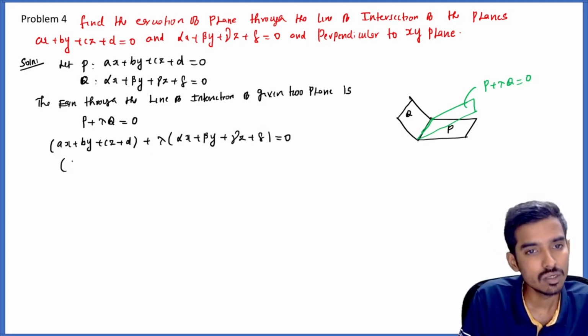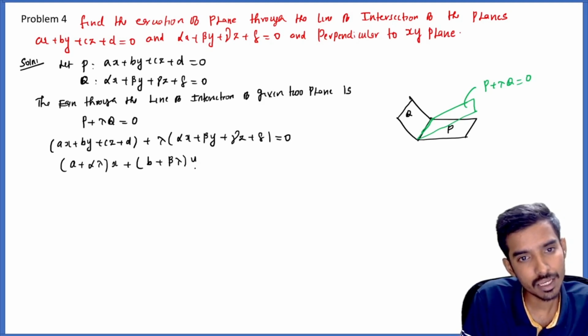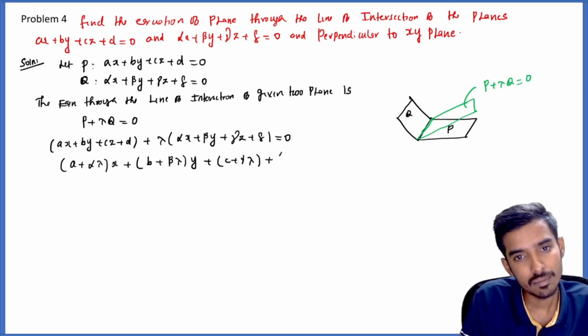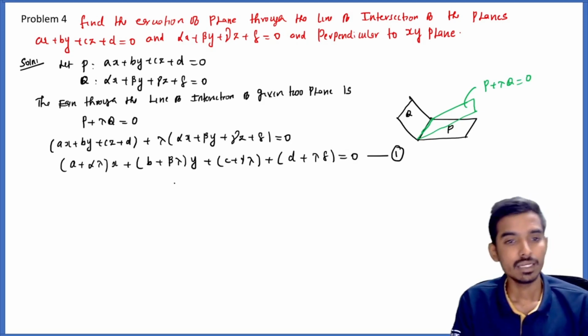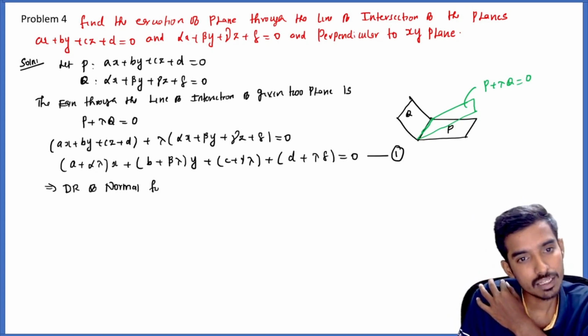So just group this. If we take x outside, (a plus alpha lambda) x plus (b plus beta lambda) into y. And if we take z outside, here we have c, here we have gamma into lambda, plus the constant term is d plus lambda delta equal to 0. This is the required equation, right? Now, this implies, what is the direction ratio of the normal for this plane?